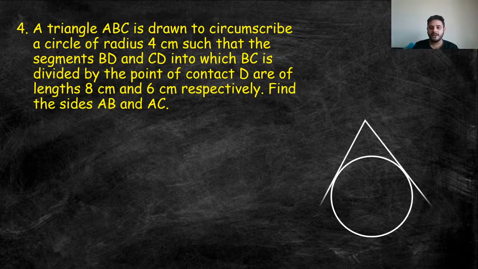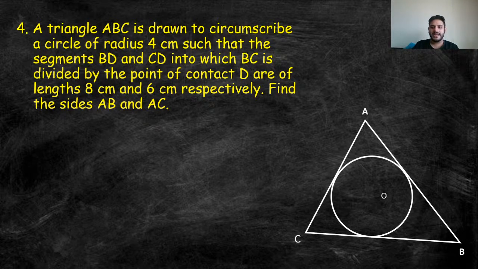So we have a circle with the center O circumscribed by a triangle ABC, and the center of the circle is marked as O.